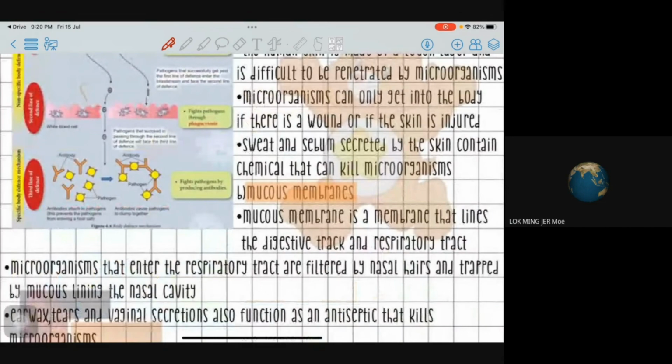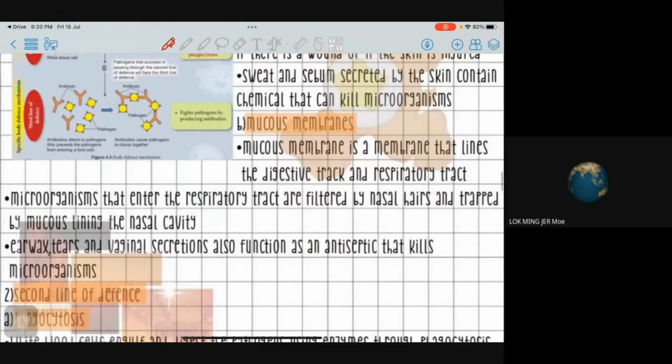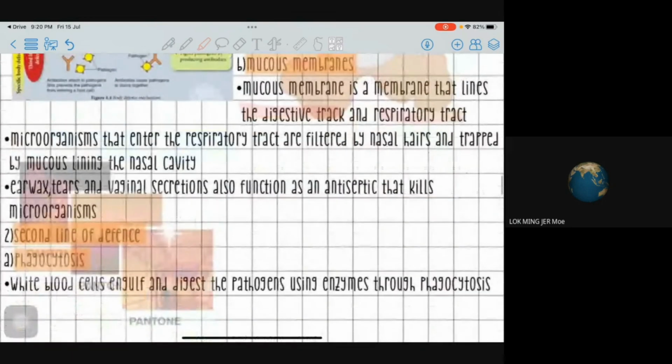Then we go to the mucous membrane, which is a membrane that lines the digestive tract and respiratory tract. Microorganisms that enter the respiratory tract are filtered by the nasal hairs. Can you show me where your nasal hairs are?